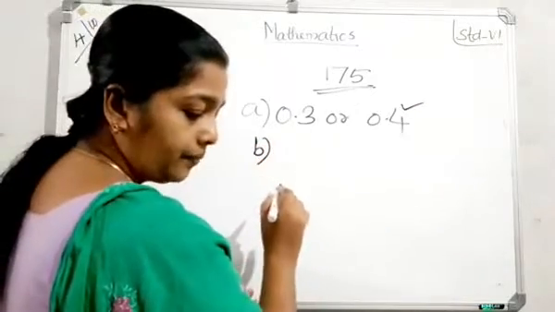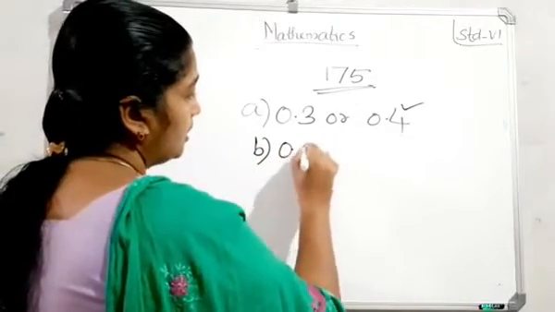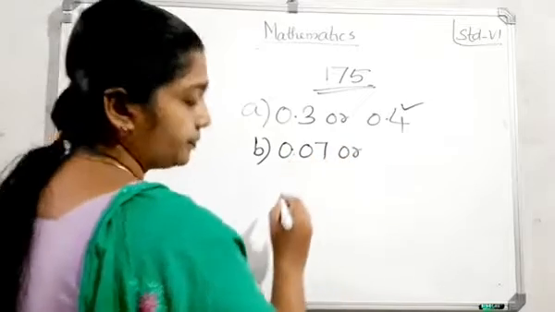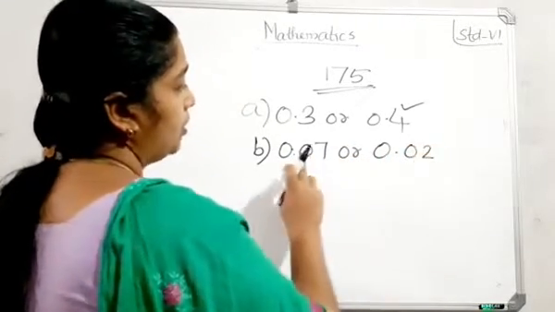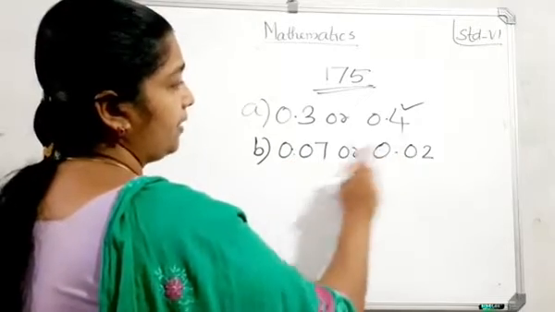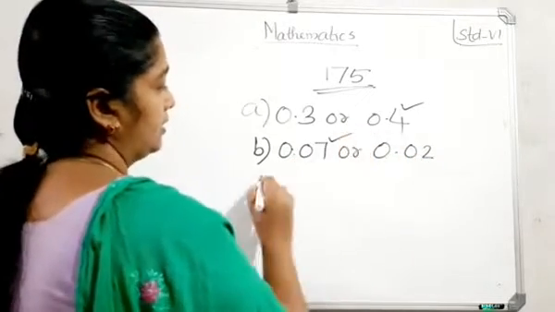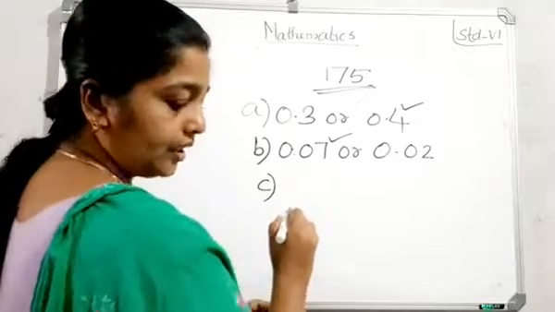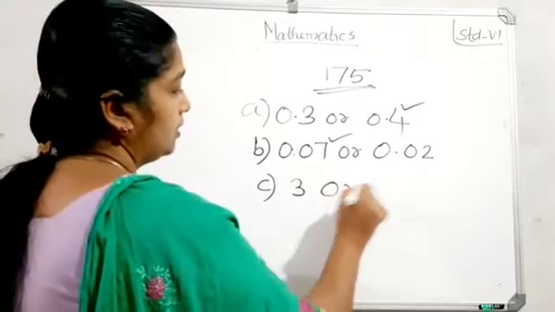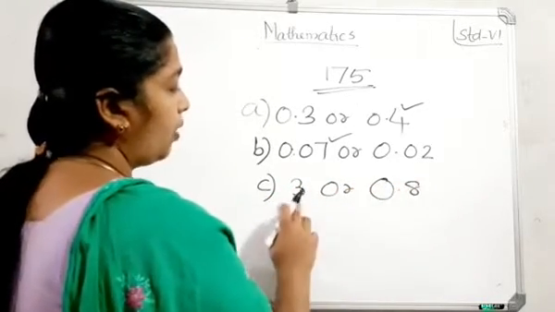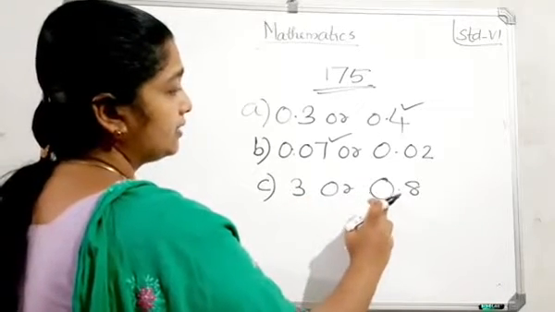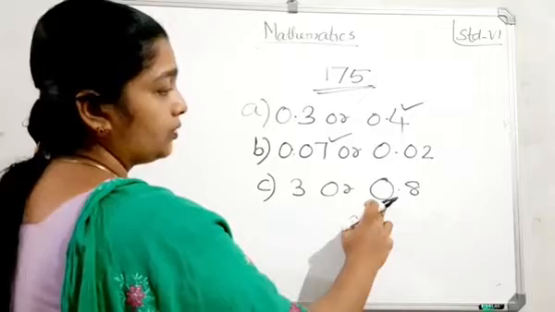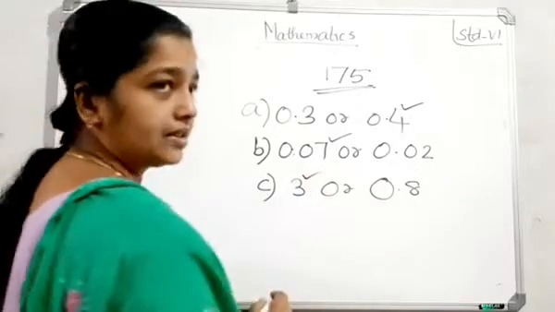Question B. 0.07 or 0.02. So 0, 0, 0, 0, 7, 2. Which is greater? Yes. Then C. 3 or 0.8. Here the whole part is 3, and the decimal part is not there. Then here, listen, 0. So the whole number is greater, 3.